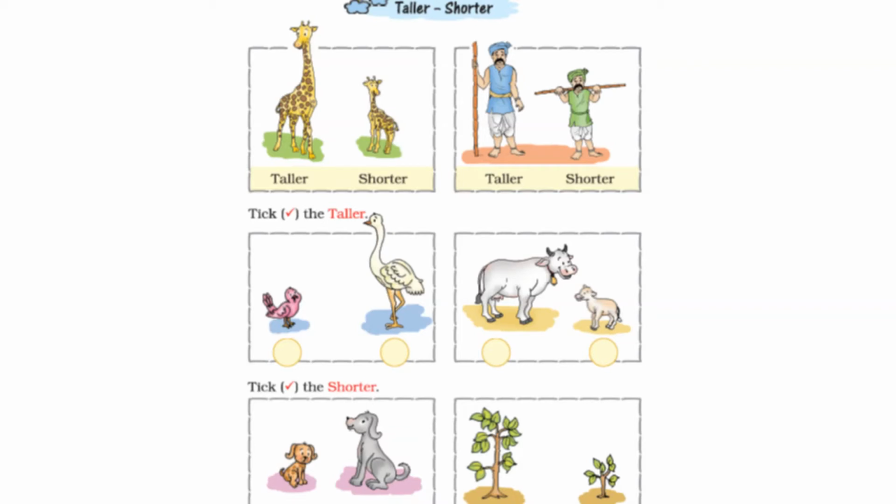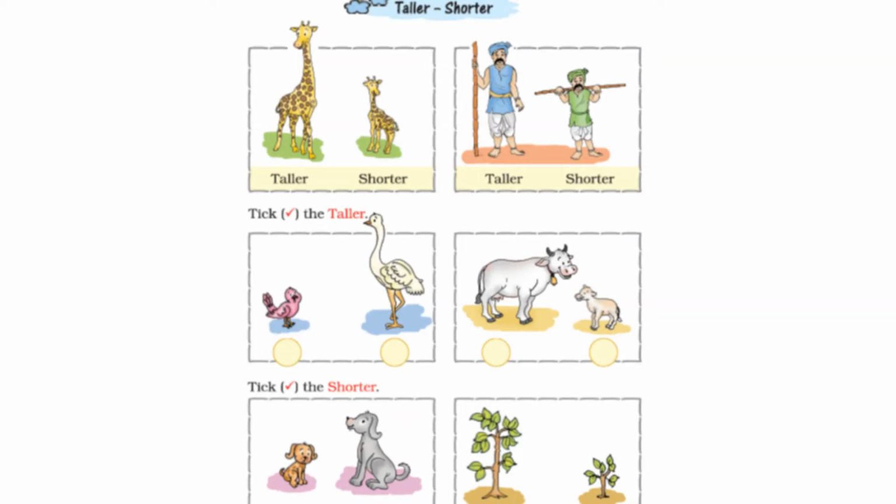The taller giraffe and the shorter giraffe. The taller is, I think, mom, and the shorter is, I think, baby giraffe. The taller farmer and the shorter farmer. They have shown examples. Okay. Now you have to tick over there.